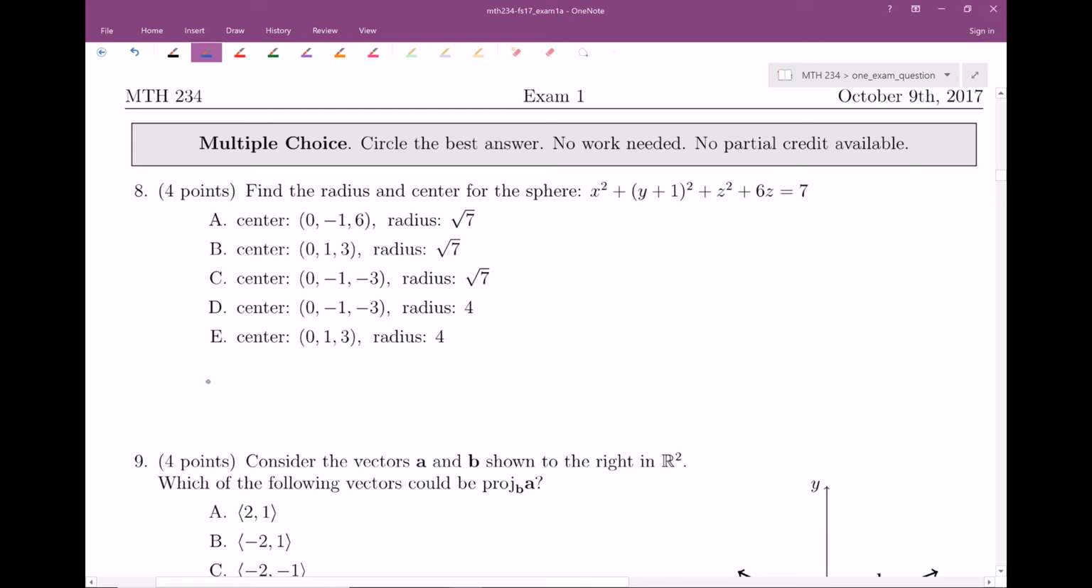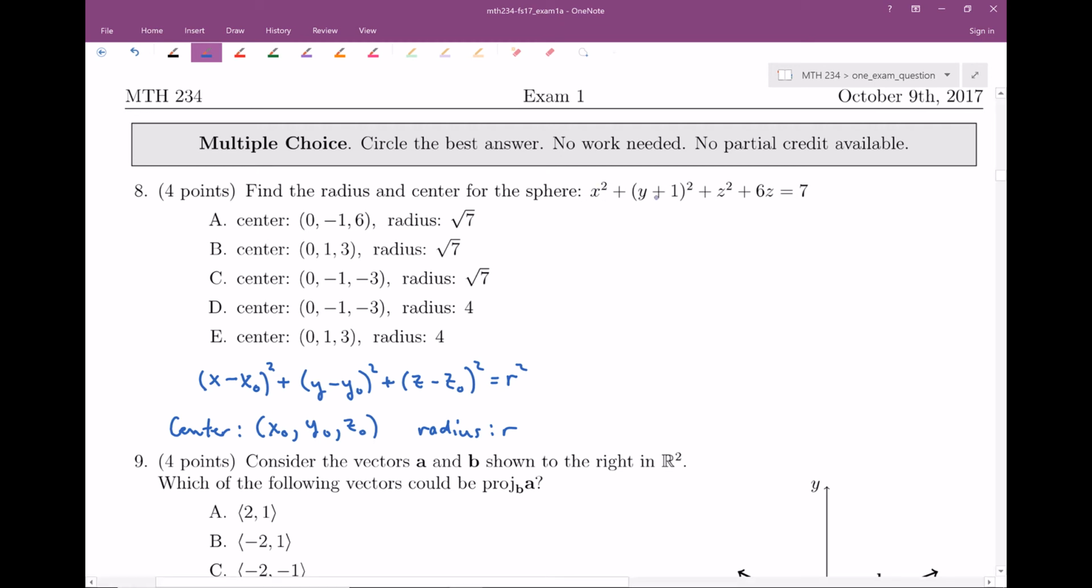A standard form for a sphere looks something like: x minus some x value squared, plus y minus some y value squared, plus z minus some z value squared, is equal to r squared. So this is a sphere with center x naught, y naught, z naught, right? So this is the center, and then it has radius r. So we need to get our equation to look like this. If I can get my equation to look like this, well then I'll know what the center is and I'll know what the radius is.